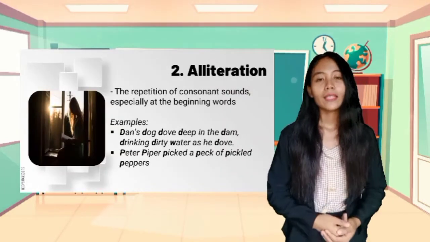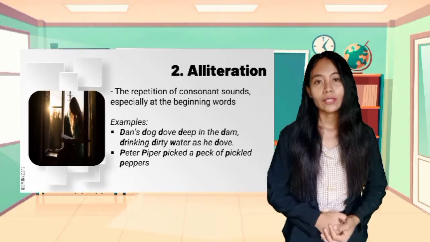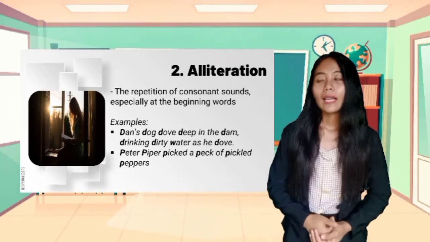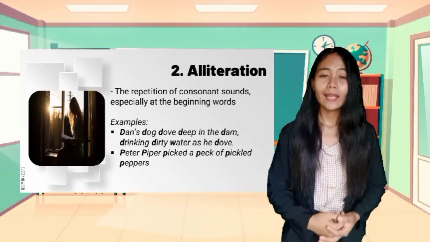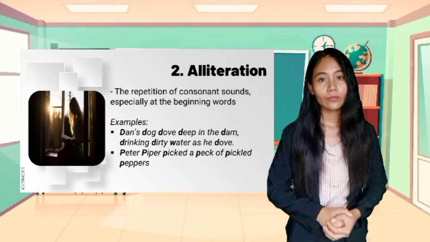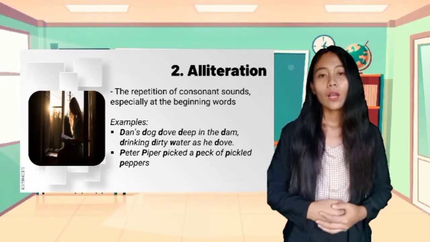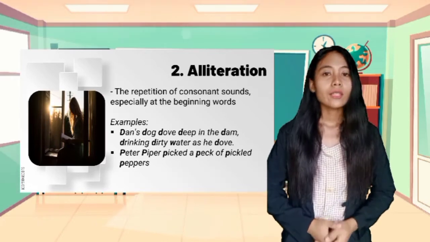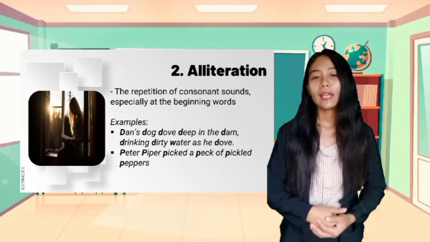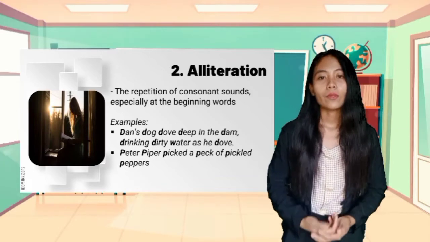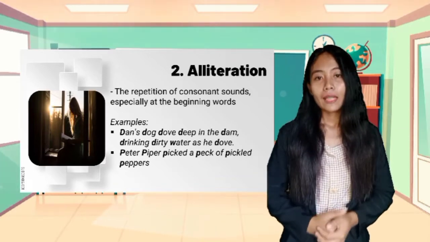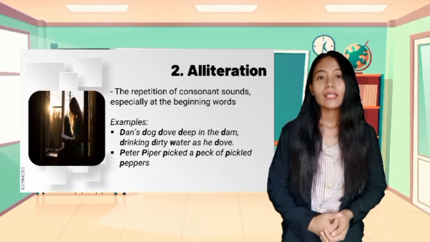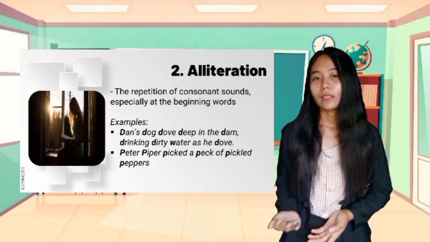The next one is what we call alliteration. It is the repetition of consonant sounds, especially at the beginning of words. We can see or hear alliteration in advertising slogans, warnings, tongue twisters, or even catchy names like Donald Duck, SpongeBob SquarePants, and so on. For example, "Dance dog dove deep in the dam, drinking dirty water as he dove." Notice that the successive words start with the sound D.